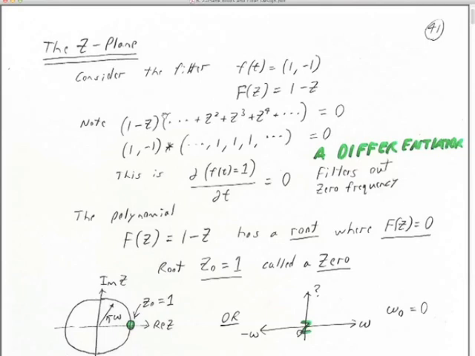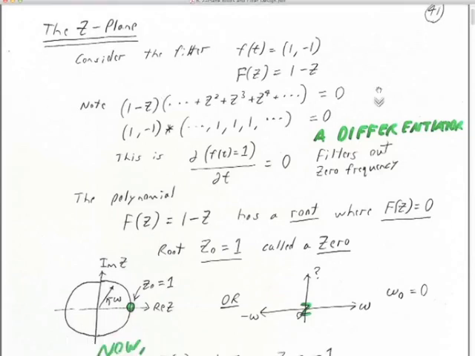All right, so Claerbout introduces this topic by saying, okay, let's consider a couple of simple filters. And the first one we'll look at is one where the time series associated with the filter is 1, minus 1. And what we're going to try to figure out here is what kind of filter is this, okay? So it has a Z transform 1 minus Z.